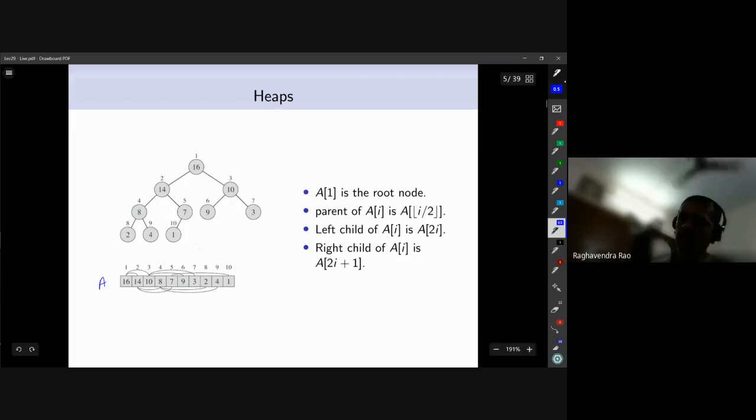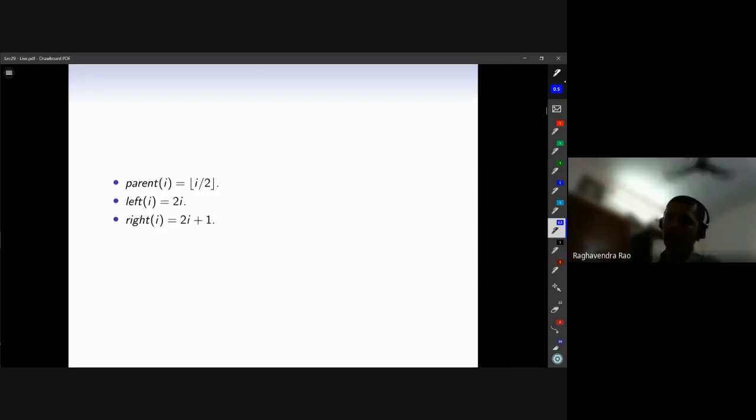The left child is the element of index 2i, and the right child is the element of index 2i plus 1. Using this, you can see that for a node i, the parent of i is i by 2, where you take the floor. For 1, there is no parent, because floor of 1 by 2 is 0, so A[0] is non-existent for us. We assume arrays are indexed from 1 to n. In summary, all we need to know are these functions: parent, left and right. For a given index i, the parent of i is at index floor of i by 2, the left child is index 2i, and the right child is index 2i plus 1.